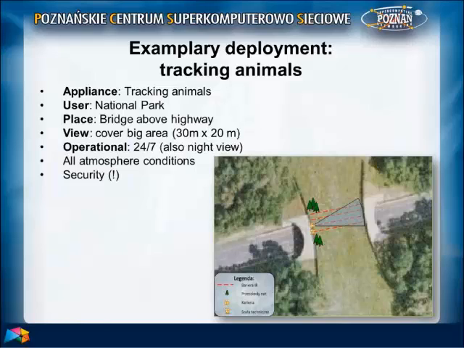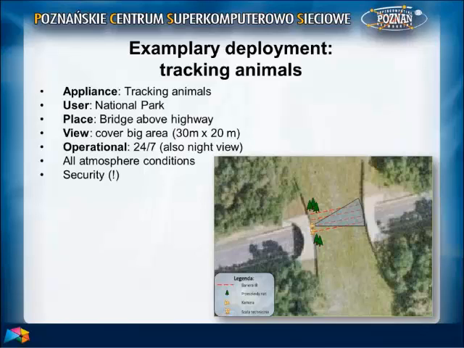The exemplary deployment is tracking animals on a bridge. There are some bridges in a national park. There is a highway, and there are some bridges on top of the highway for animals to let them move from one side of the highway to the other. So the national park would like to track some animals and their behavior.